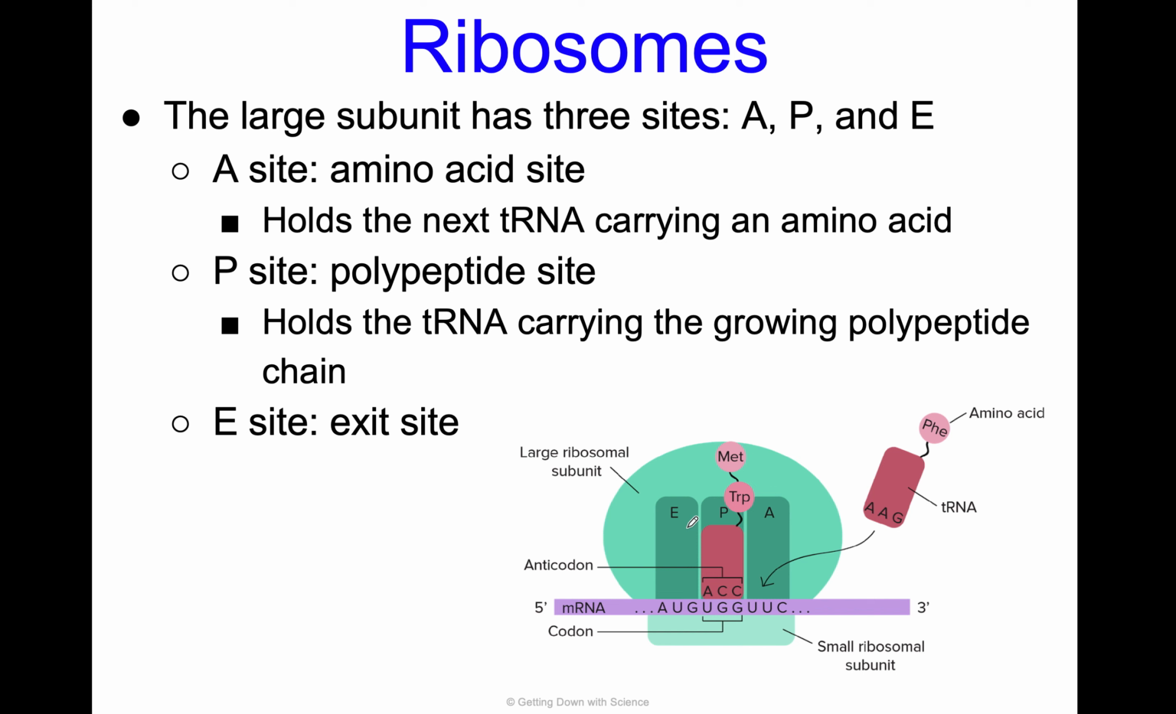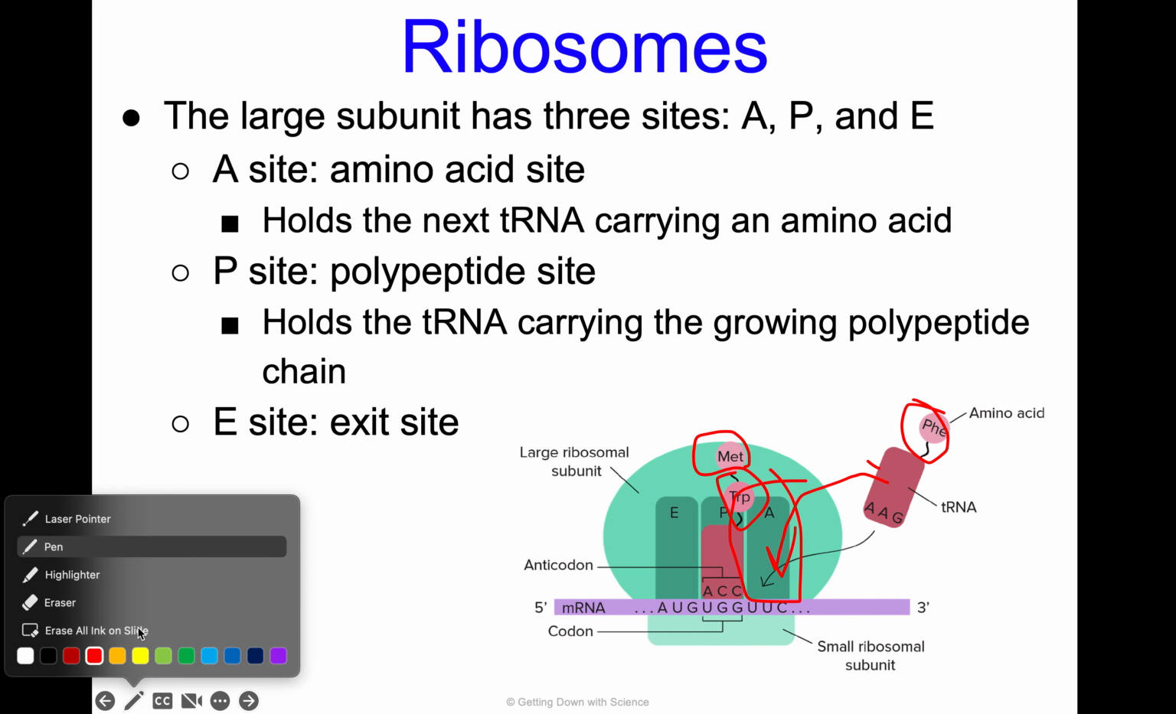So the A, P, and E sites are the sites inside the ribosomes. A stands for the amino acid site. So this is the incoming site. It holds the next tRNA carrying an amino acid. So we have an amino acid here, we have our tRNA here. It's going to go into the A site. The P site over here, we call it the P site because it's the growing polypeptide chain. It holds the tRNA that is carrying that chain. And then we have the E site, which is the exit site.